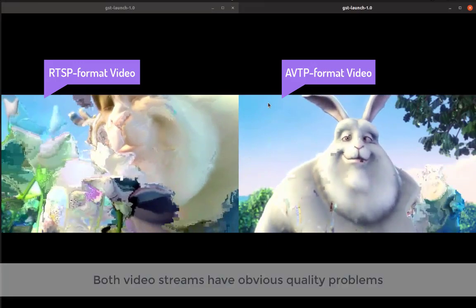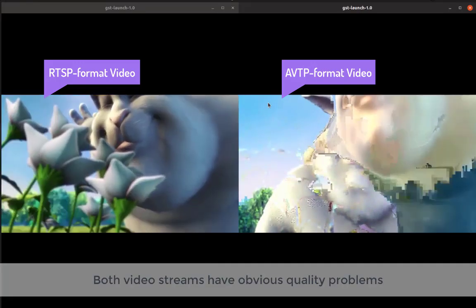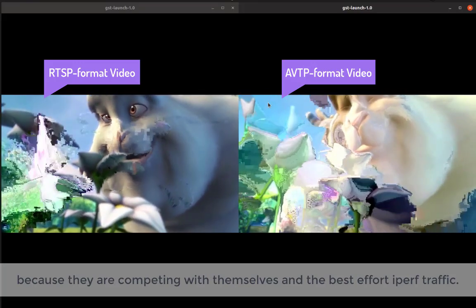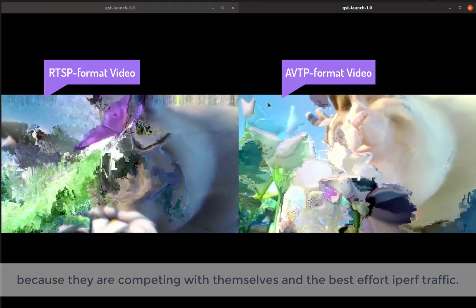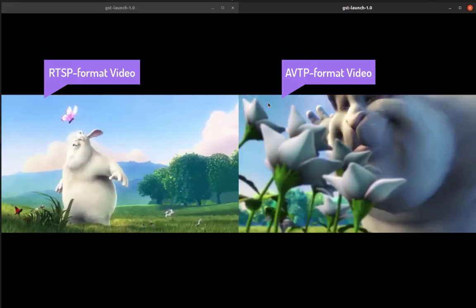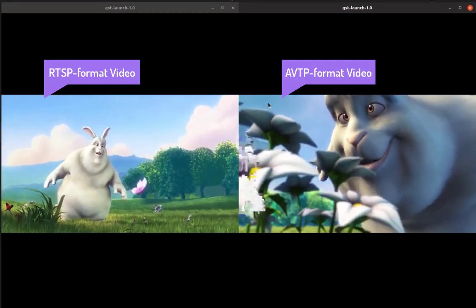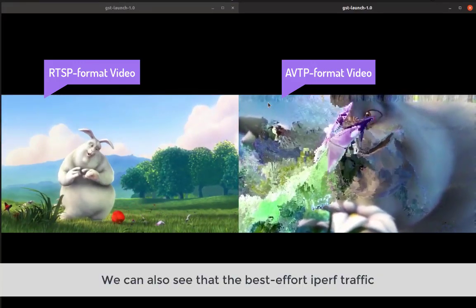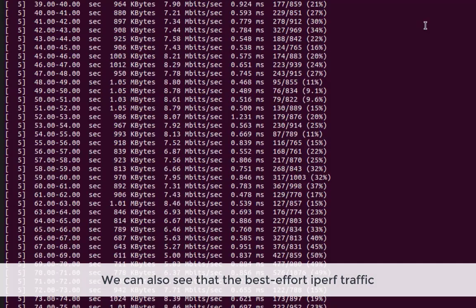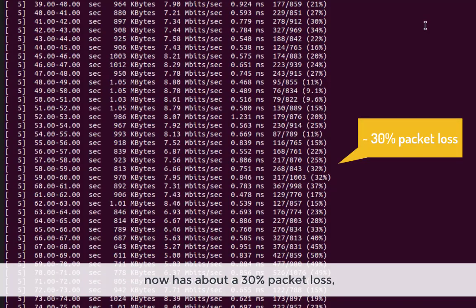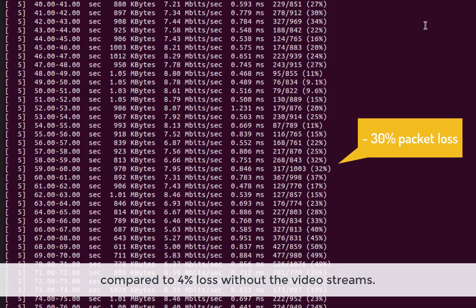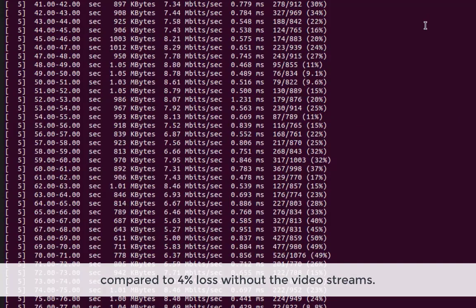Both video streams have obvious quality problems because they are competing with themselves and the best effort IPERF traffic. We can also see that the best effort IPERF traffic now has about a 30% packet loss, compared to only 4% loss without the video streams.